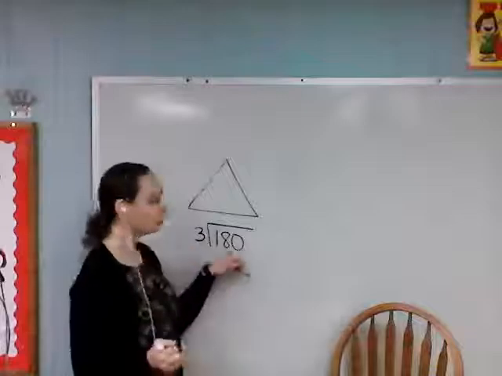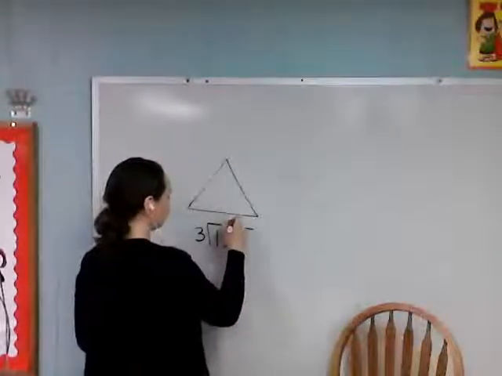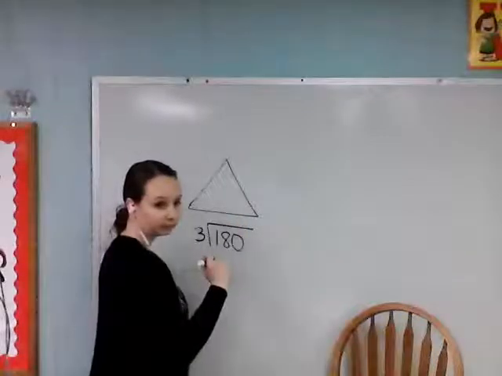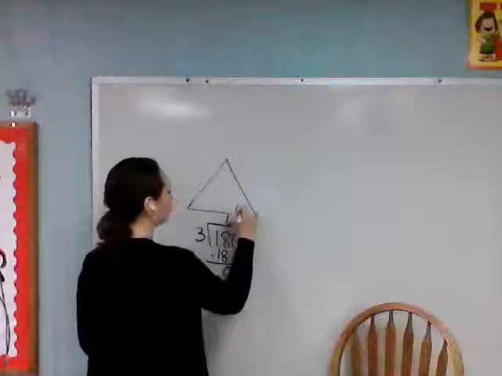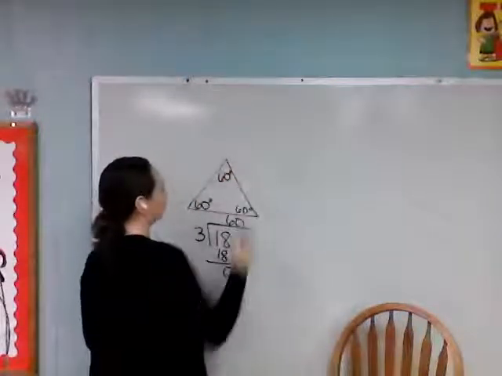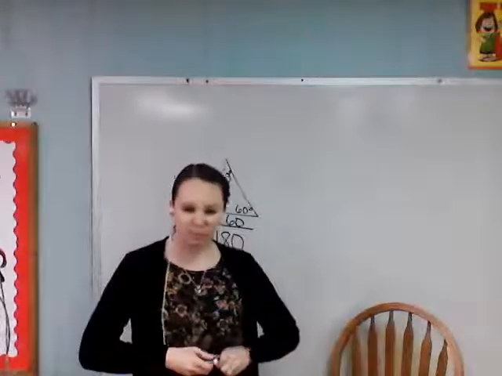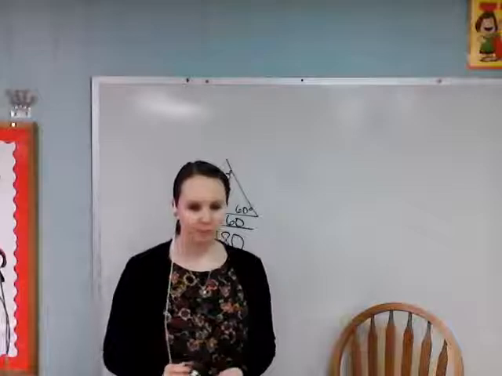So, Water, how many times will 3 go into 18? 6, perfect. And then it can't go into 0, so how many degrees are all of these 3 going to be? There you go. So pretty simple, right? Any questions over this? No?